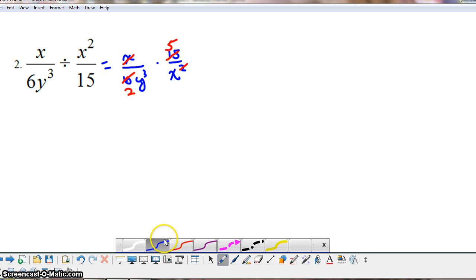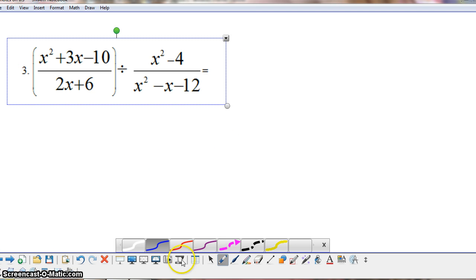And now we've canceled out all the common factors, so I'm just going to write our final answer. We just have a 5 in the numerator, and in the denominator we'd be left with 2x times y to the third. Let's take a look at a third example. We have 6 examples that we're going to take a look at today.